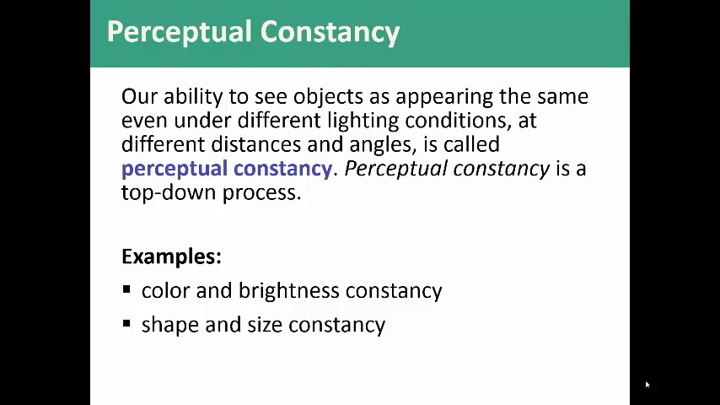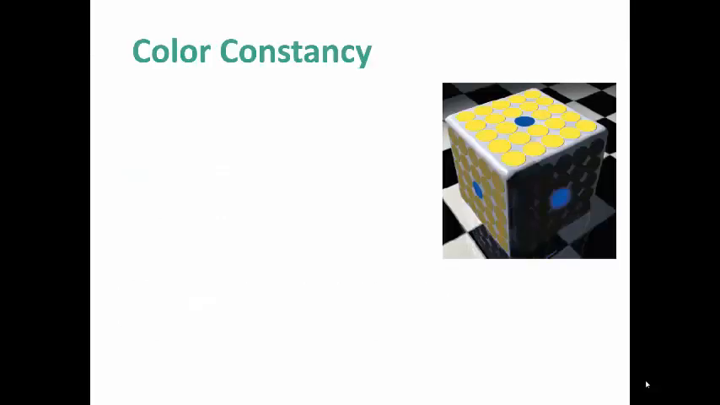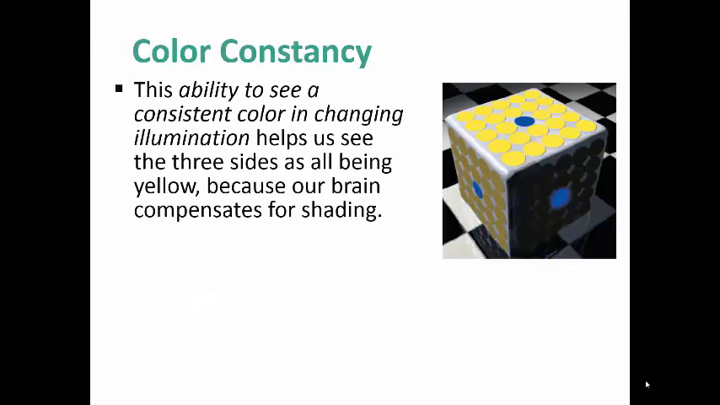Our ability to see objects as appearing the same even under different lighting conditions, distances, and angles is called perceptual constancy, and it's a top-down process. We often perceive color and brightness as being constant, even though they may vary depending on the lighting, as well as shape and size. Here's an example of color constancy. The ability to see a consistent color in changing illumination helps us see three sides as all being yellow because our brain compensates for shading.